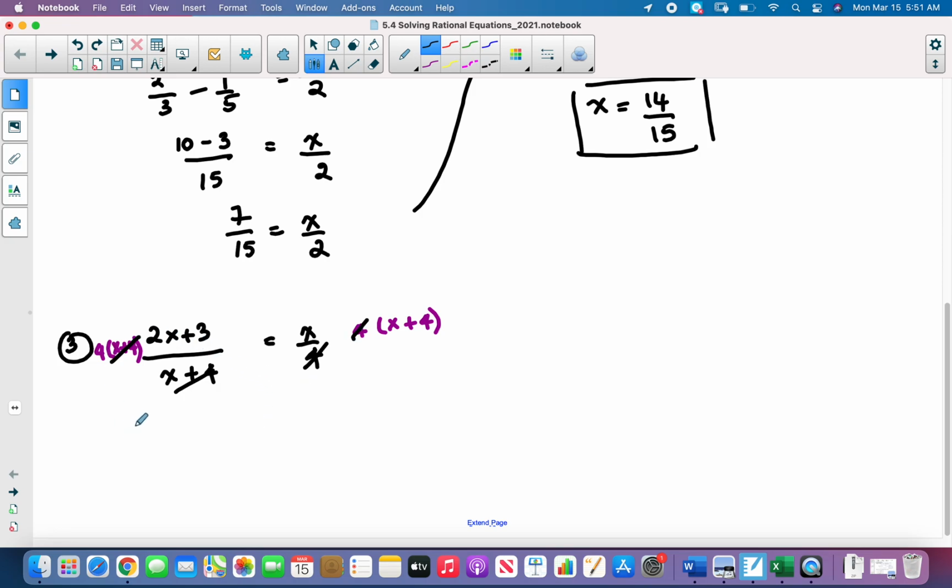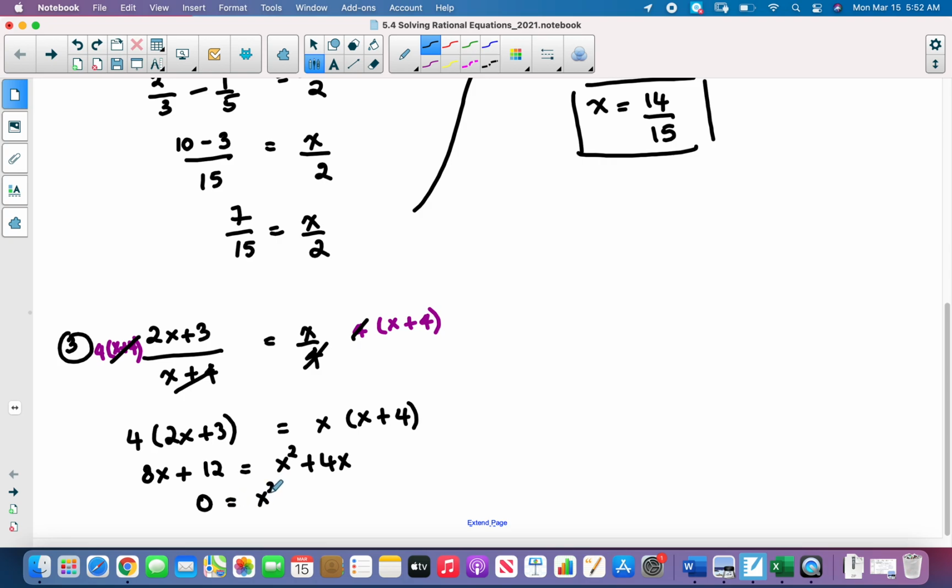So on the left side, you're left with 4 brackets 2x plus 3, don't forget the brackets, equals x brackets x plus 4. In our next step, we open up the brackets, we use the distributive property, and get 8x plus 12 equals x squared plus 4x. And we can bring them all to one side, so 0 equals x squared plus 4x minus 8x minus 12. So you end up with a quadratic equation, x squared minus 4x minus 12 equals 0.